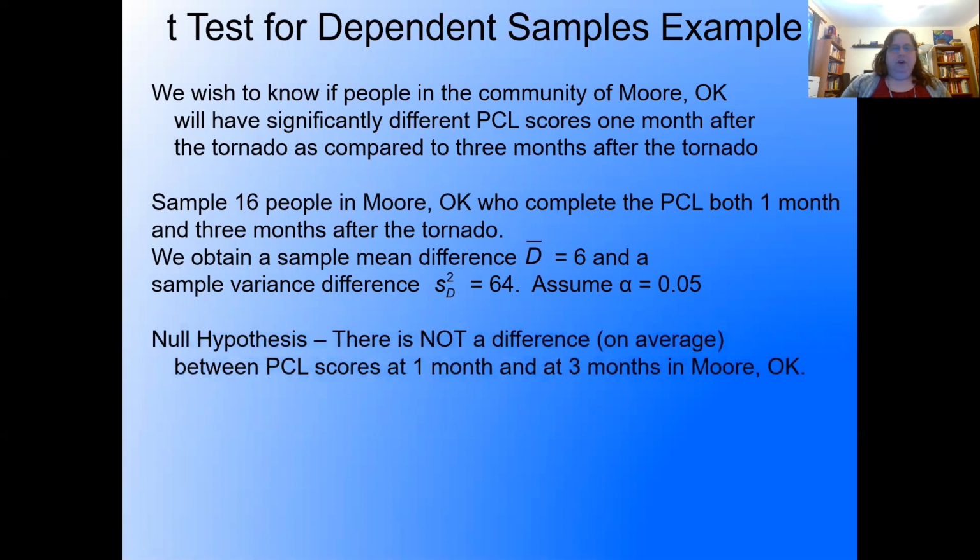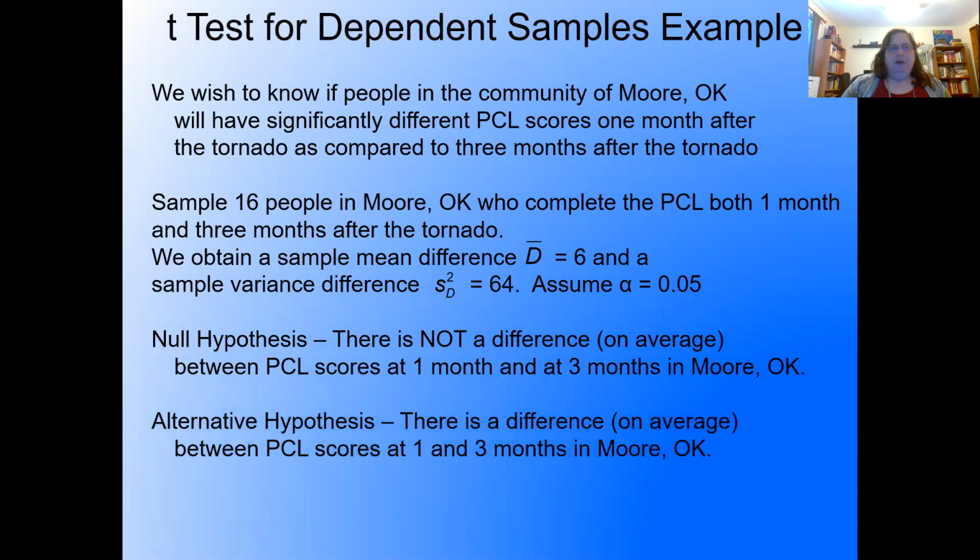So, null hypothesis: there is not a difference on average between PCL scores at 1 and 3 months in Moore, Oklahoma. Alternative hypothesis: there is a difference on average between PCL scores at 1 and 3 months in Moore, Oklahoma.